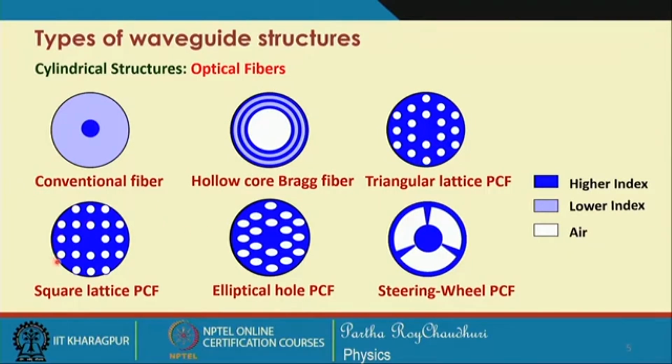Then you have the square lattice photonic crystal fiber, and a waveguide fiber made up of elliptical air holes running along the length of the optical fiber. There are a variety of optical fibers of this kind which are in general called microstructured optical fibers. You have a star wheel type where most of the cladding region is air, and only a stranded silica core is suspended inside the fiber. So, there are a variety of optical waveguides.